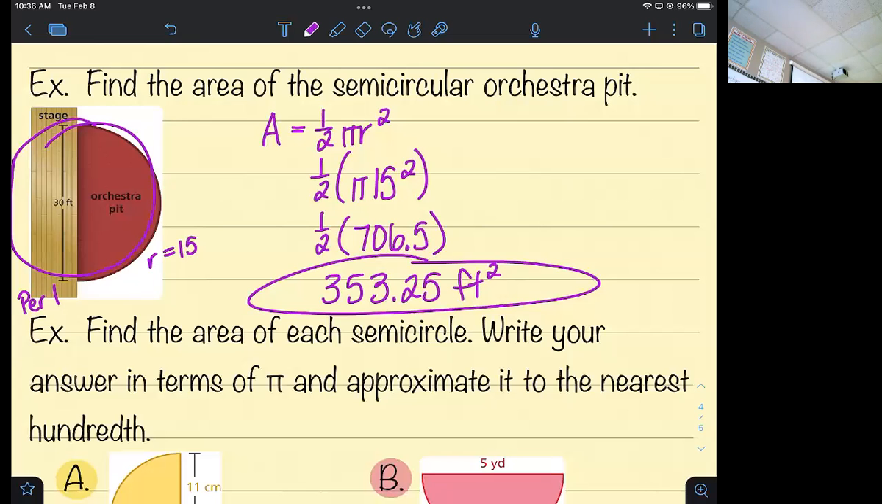You think not squaring 15 will give you the same answer? Yeah.